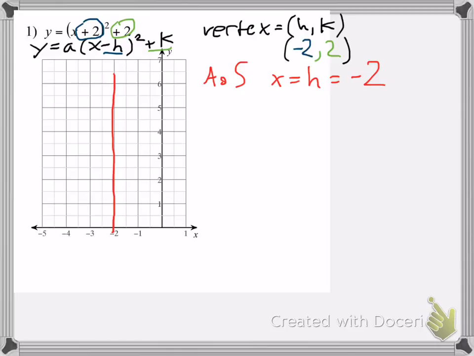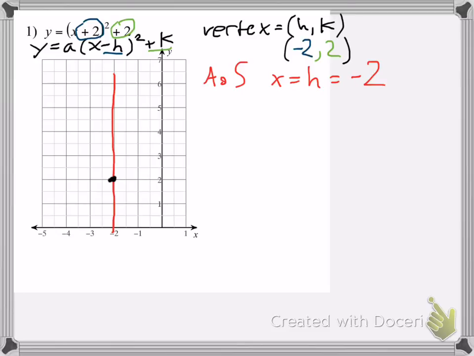Now, to actually graph this thing, we're going to want to plug in some points. So here is our technique for doing that. First, let's graph the vertex. So I'm going to go to when x is negative 2 and y is positive 2. So I'll put this point right here. Now, I want to plug in 2 more points on one side of the axis of symmetry, and then I'm going to use the symmetry to figure out the points on the other side.